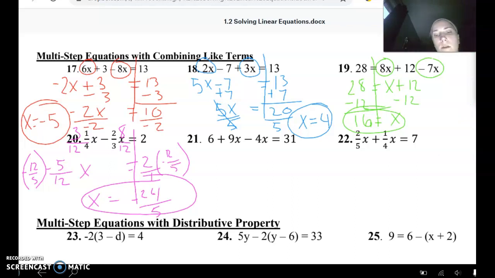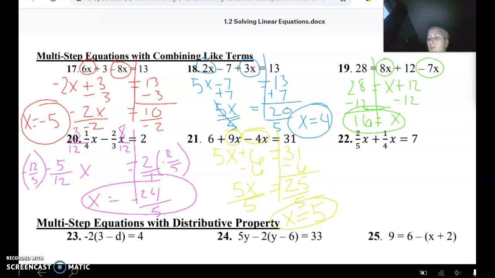Alright, so if you have resumed the video, you should have solved number 21. We're going to combine our 9x and negative 4x to get 5x plus 6 is 31. We're going to subtract 6, 5x equals 25. I'm going to divide by 5, and x is equal to 5. Okay, so for number 21, you should have gotten x equals 5.